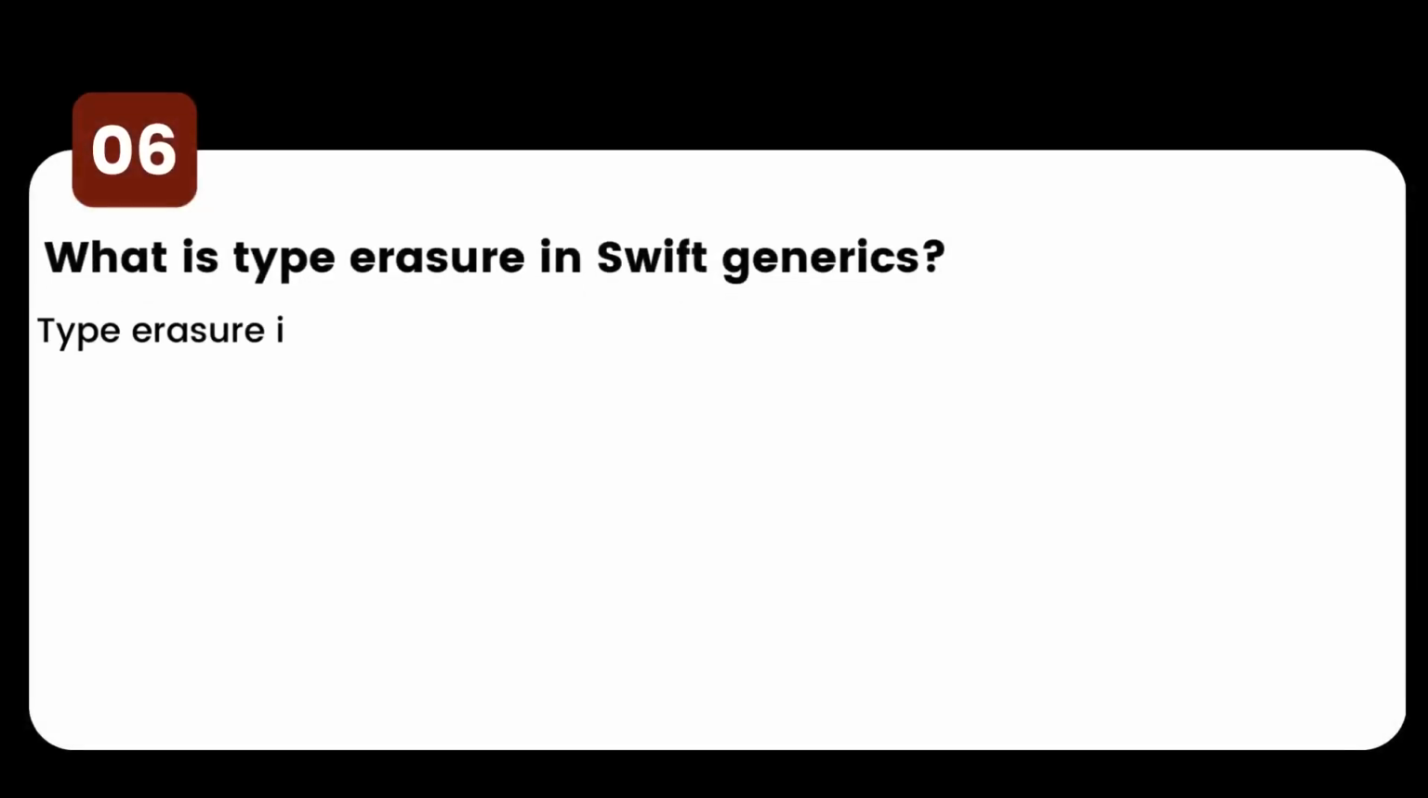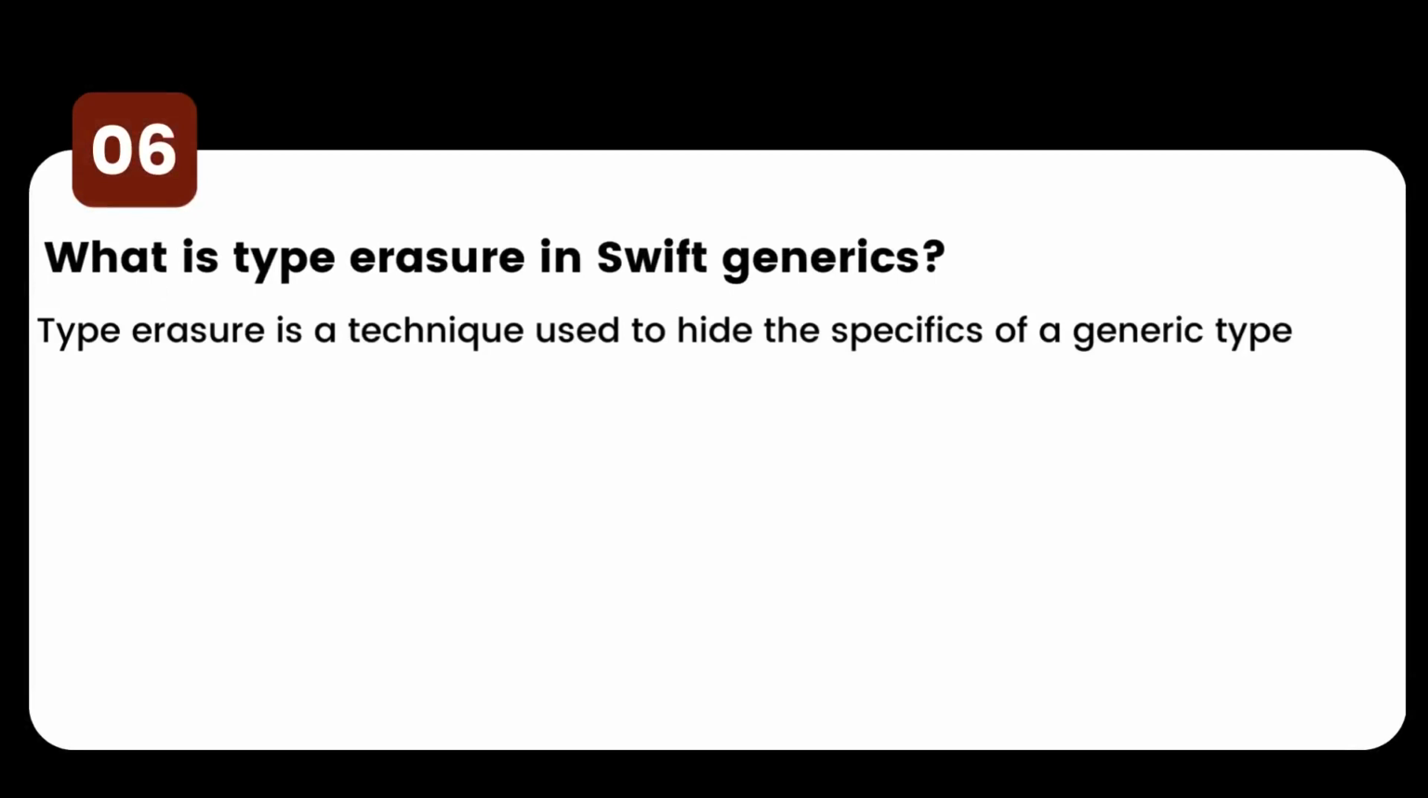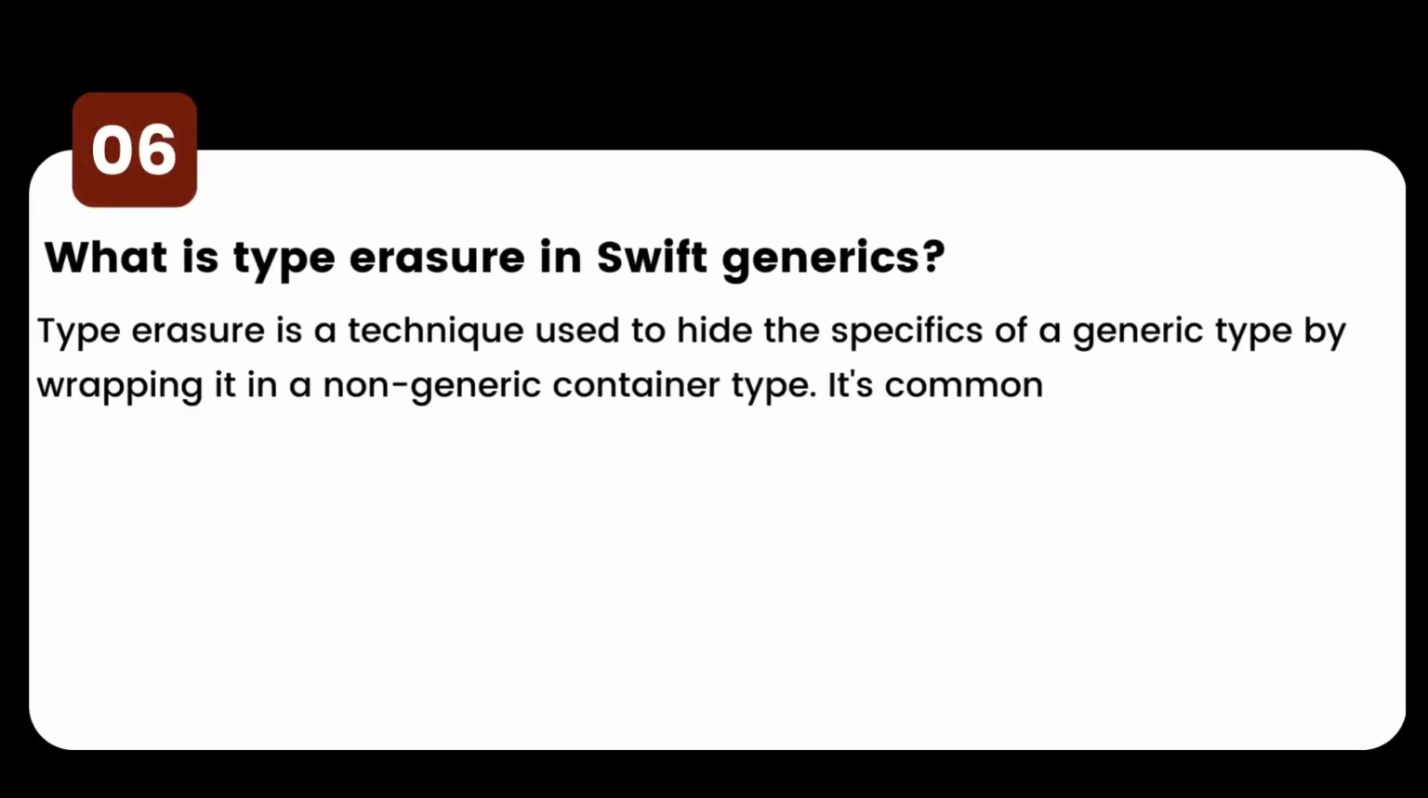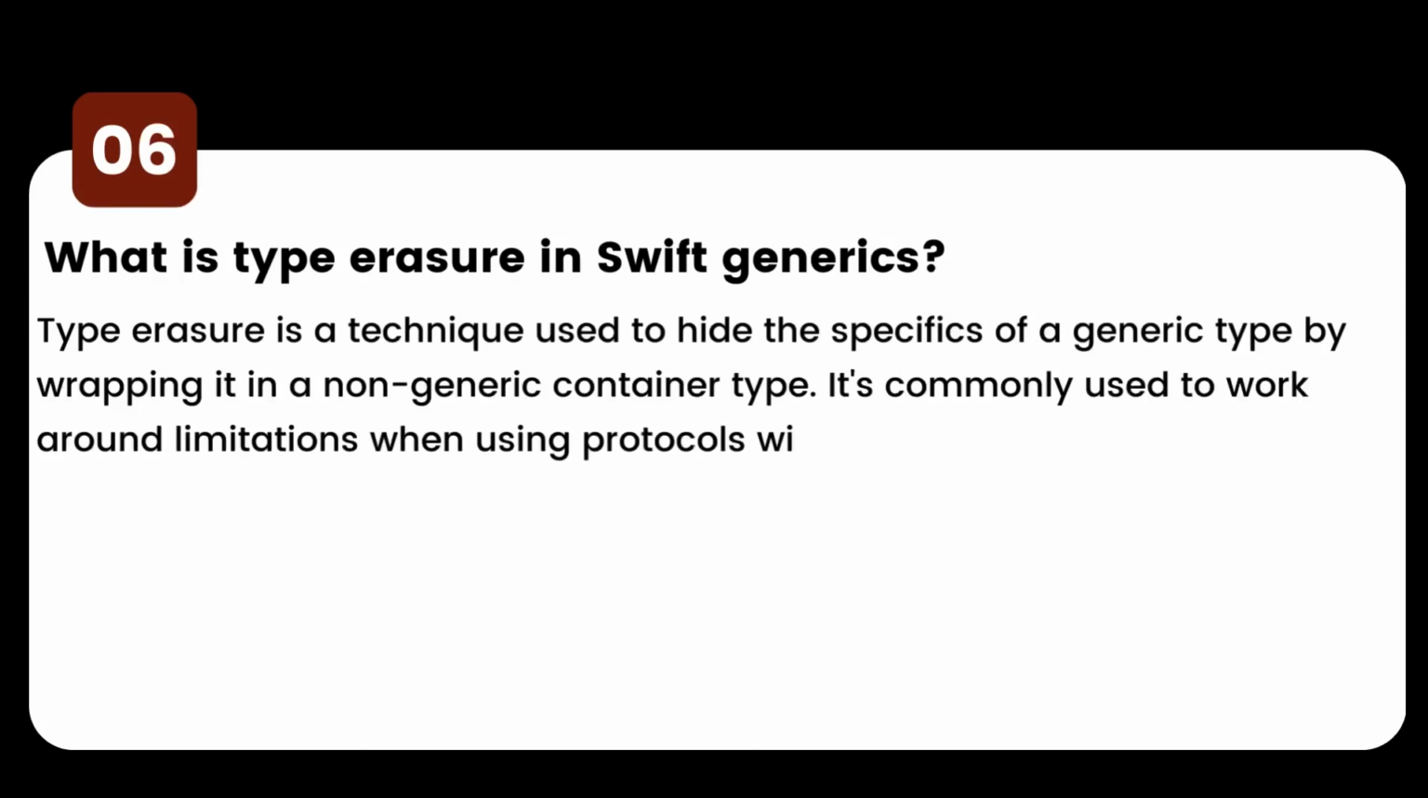What is type erasure in Swift generics? Type erasure is a technique used to hide the specifics of a generic type by wrapping it in a non-generic container type. It is commonly used to work around limitations when using protocols with associated types in a generic context.